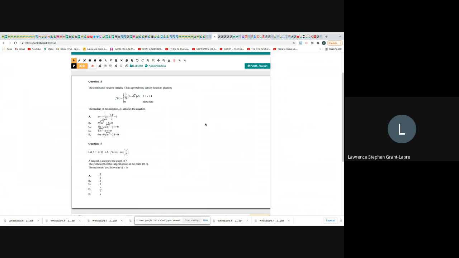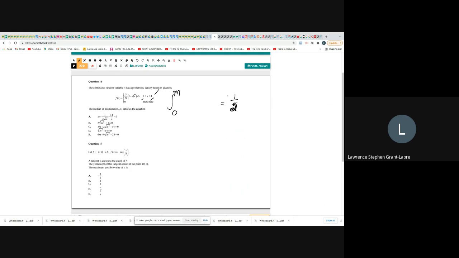Let's have a look at question 16 and question 17. Let the continuous variable function be a probability density function, given by the median. Well, the median is a value somewhere between 0 and 4 where, when you integrate, the result will be 50%. That's a half.